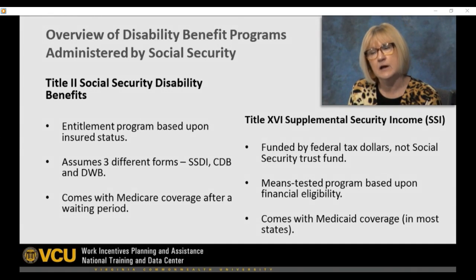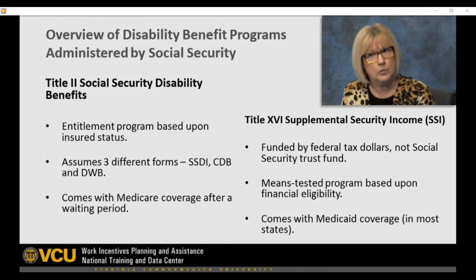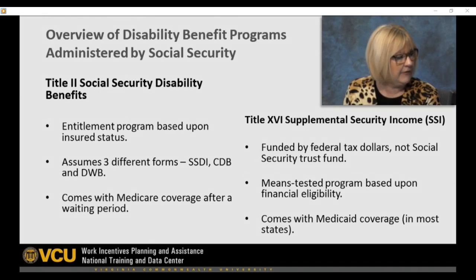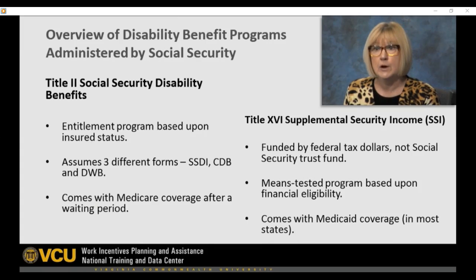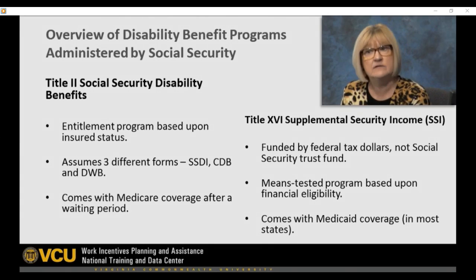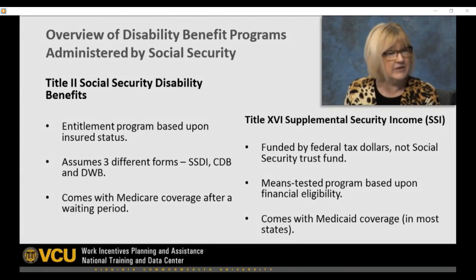And then finally, disabled widow or widower's benefits, and these are the rarest. You don't see these benefits that often, but they certainly are out there. And these are a form of Title II disability benefits available to an individual whose spouse was insured and is now deceased. And it's a way to collect disability benefits off of the work record of a deceased spouse. So I bet you didn't know that was out there, but it is.